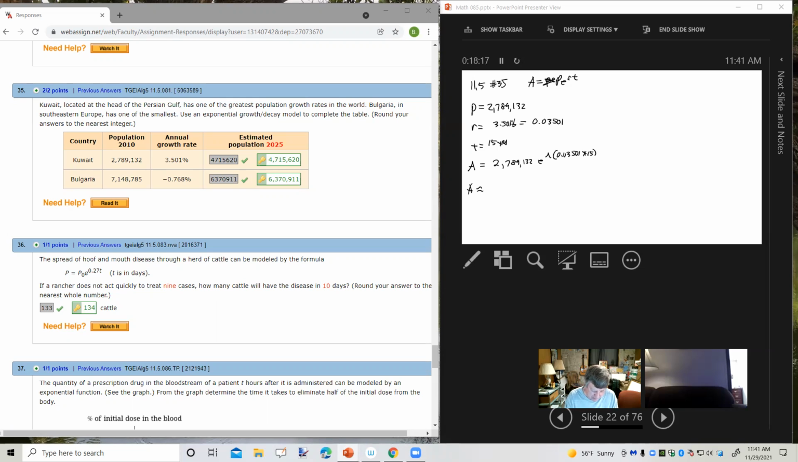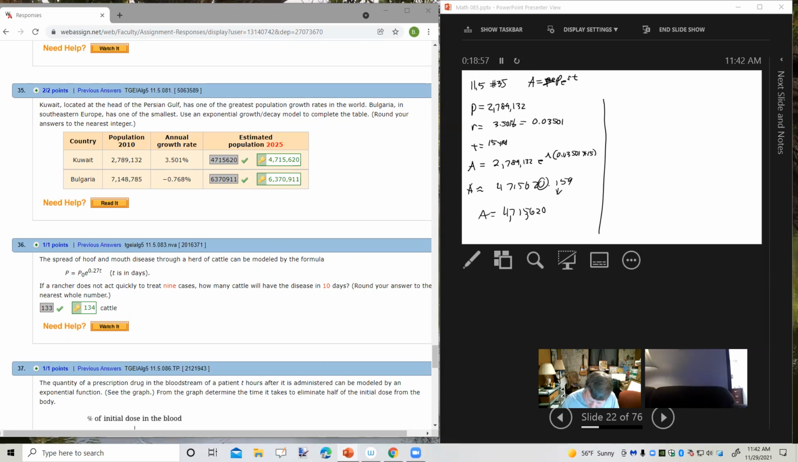And we do that, 2,789,132 times, oops, once again, you have to turn the calculator on for it to work. 2,789,132, second natural log, 0.03501 times 15. And we get 4,715,620.159. The 1 rounds down, 4,715,620. So 4,715,620.